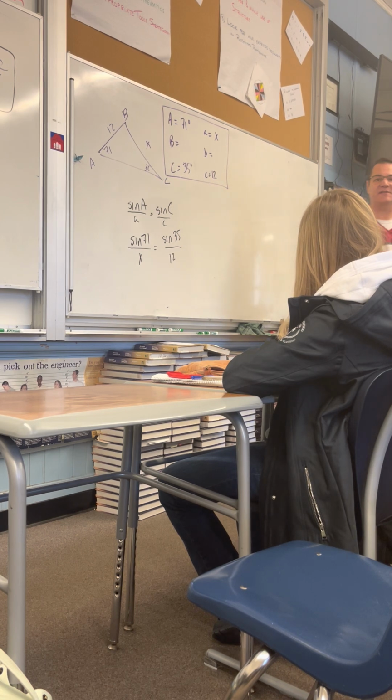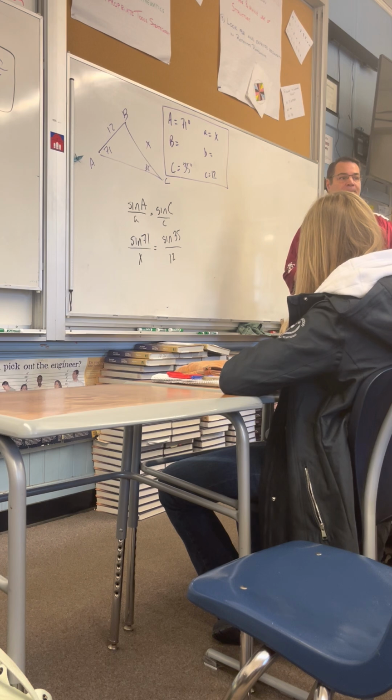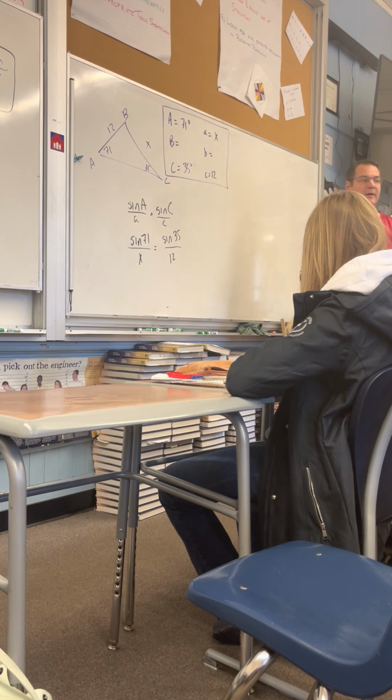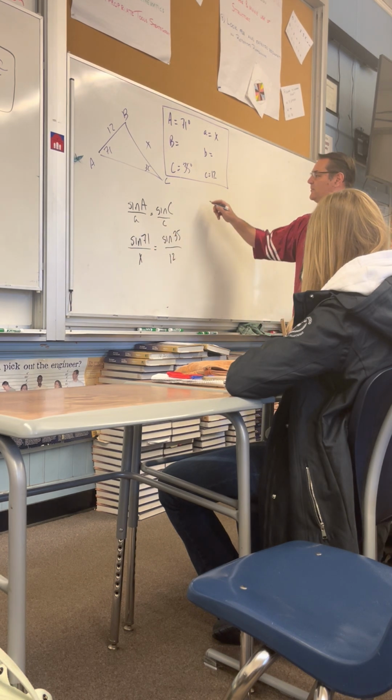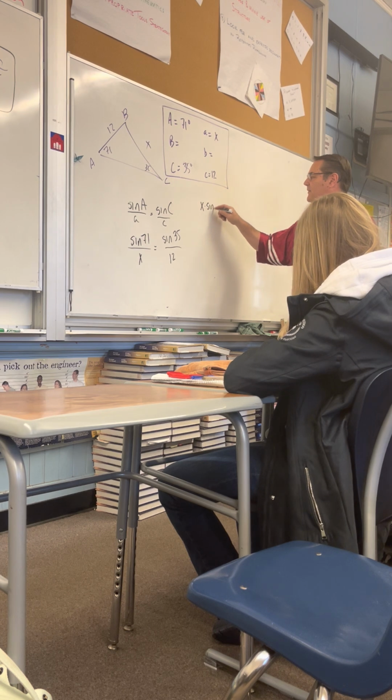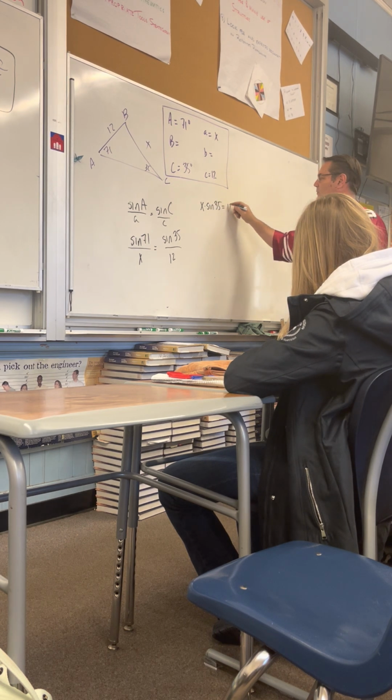That's my setup for this. I've applied the law of sines. I'm presenting a proportion that works for this triangle, not a right triangle. Now I just solve it. How do I solve a problem like this? Cross multiply, just like we did in similarity. So when I cross multiply, I'm going to get x times the sine of 35 equals 12 times the sine of 71.